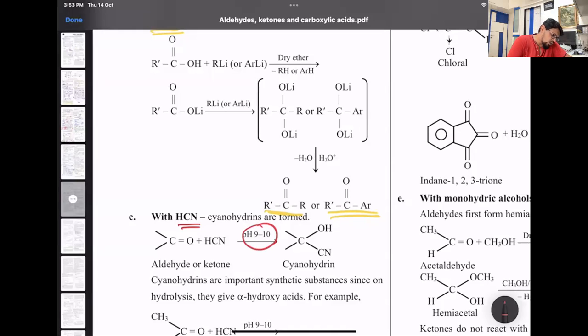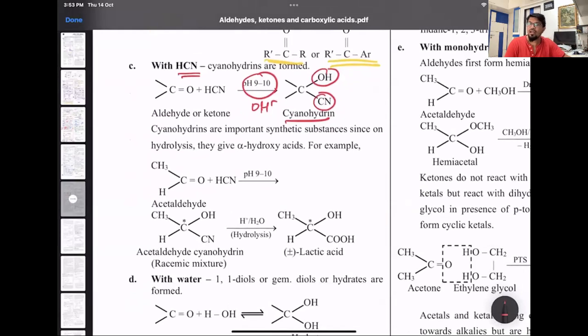So on the arrow, you can also write in presence of OH ions, because HCN ionizes very little, its Ka value is very low. It's a very weak acid. You get derivatives called cyanohydrins, which have OH and cyanide groups. Now these cyanohydrins, if you hydrolyze, then we get the respective alpha hydroxy acid, and alpha amino acids can also be formed here.